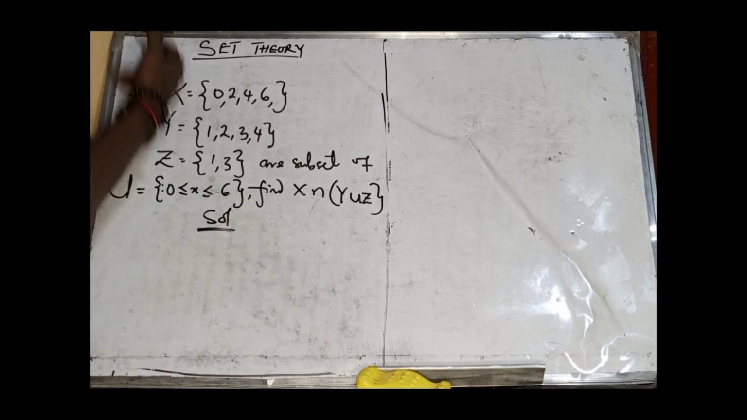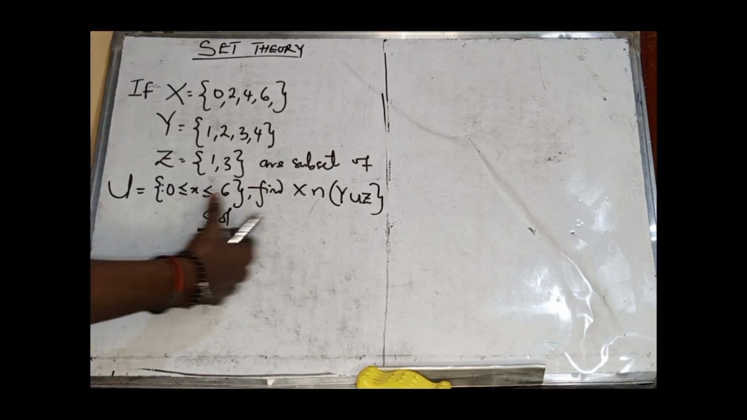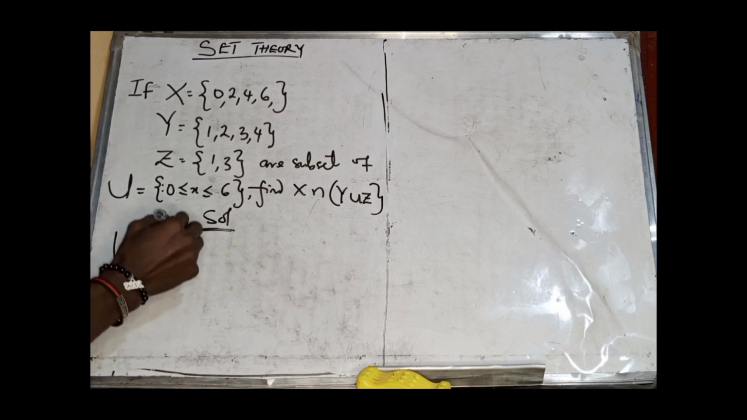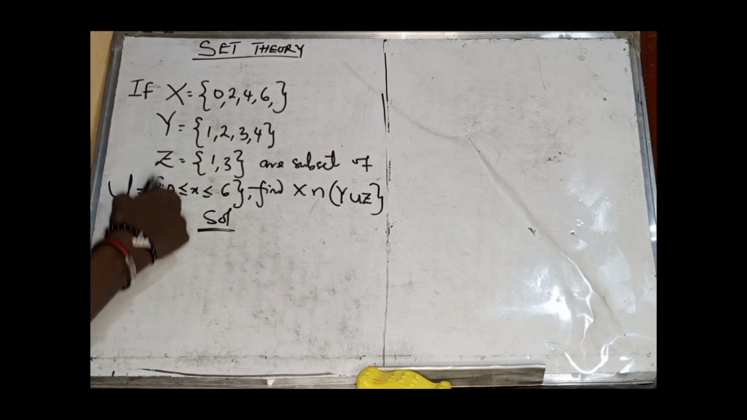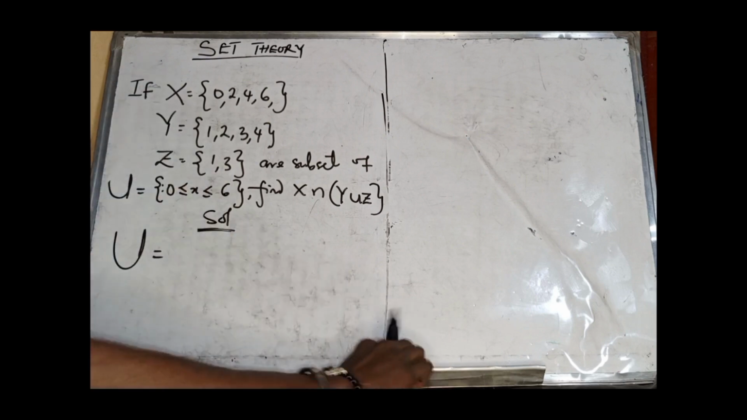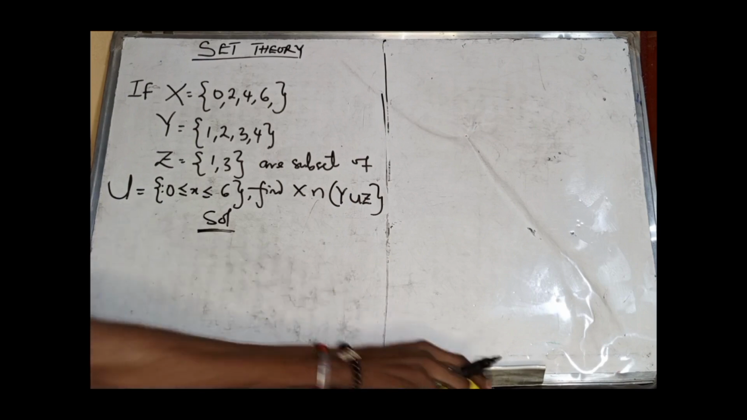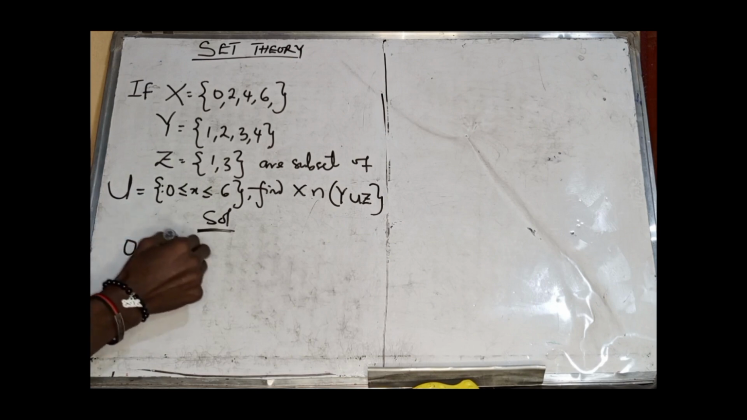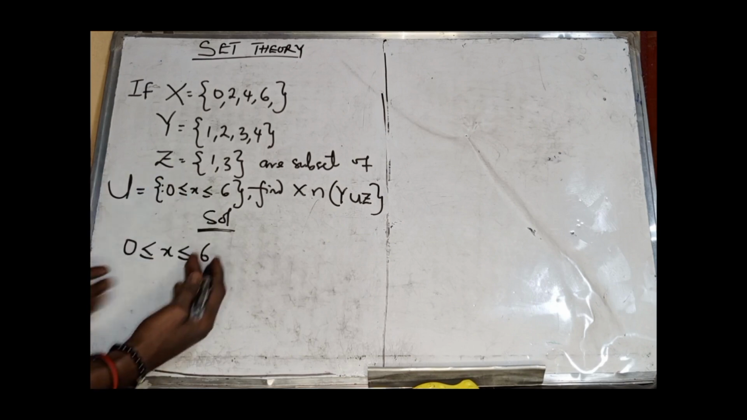Now, next, let's move to our question. We are given x, y, and z in set form. We just need to list out the elements of the universal set. So U here is given as 0 less than or equal to x, and x is less than or equal to 6. Before I start, let me list out the elements of U. Since we have it in set builder form as 0 less than or equal to x, which is less than or equal to 6, let's just explain this.